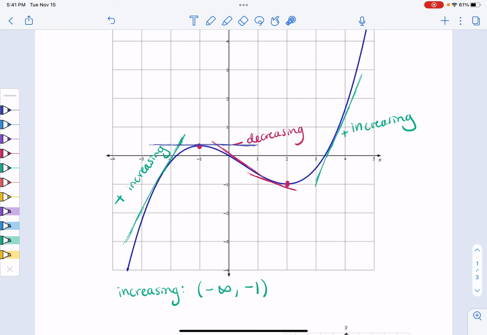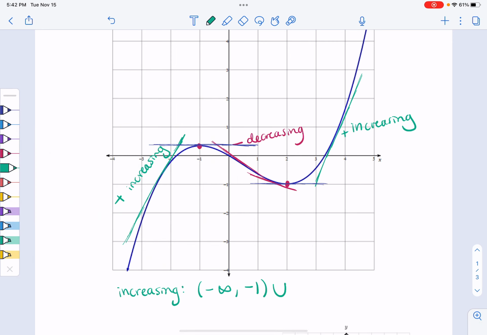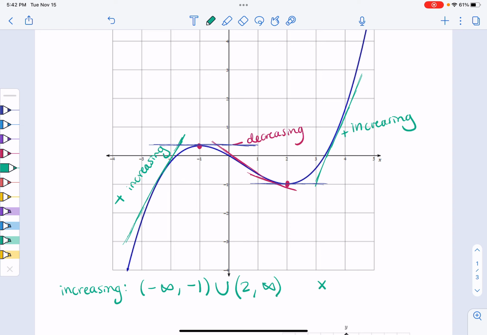Now we are also increasing from here up. Same thing. Am I including this point right here at 2? No, it's just my end point. So I have 2 to infinity as increasing. Okay. Now, this is in my interval notation, correct? If I wanted to write it in inequality notation, I would be writing that it is increasing over the interval when x is less than -1, not equal to, and x is greater than 2.